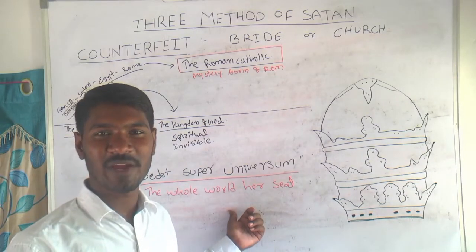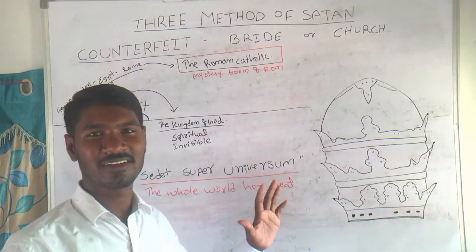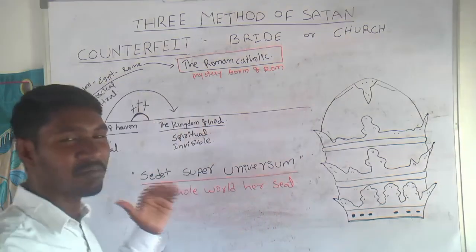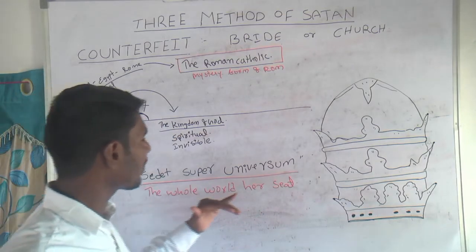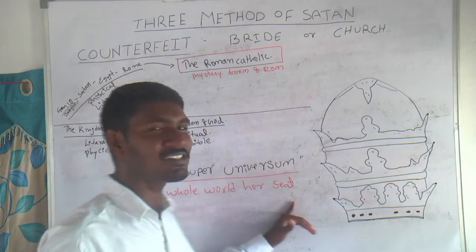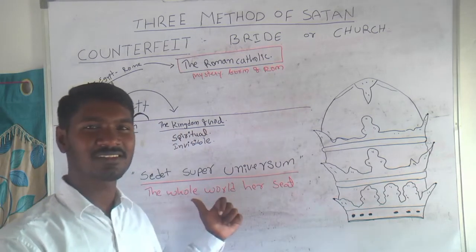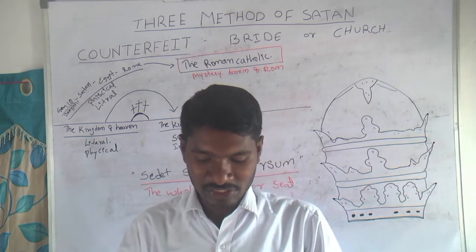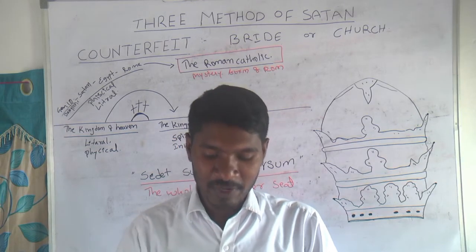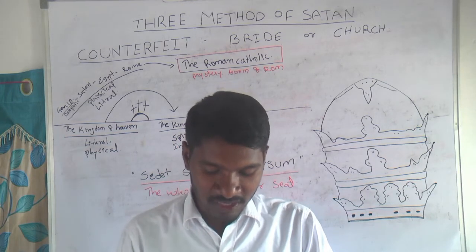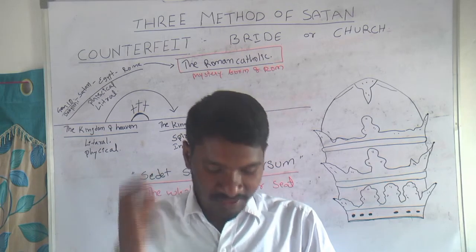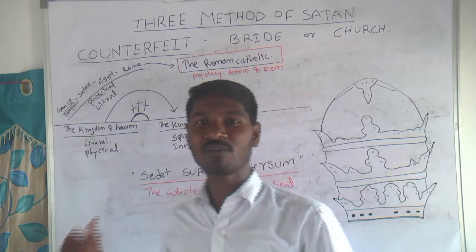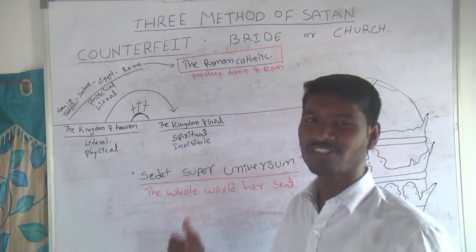Where do we see this in the scriptures of the Bible? We just read Revelation chapter 17. On that medal they mention Sedet Super Universum, meaning the whole world is her seat. See what this Pope did. In plain words, he struck a medal with the image of a woman sitting on the whole world and then his own image on the other side. How the woman looked, the Pope also looks the same.